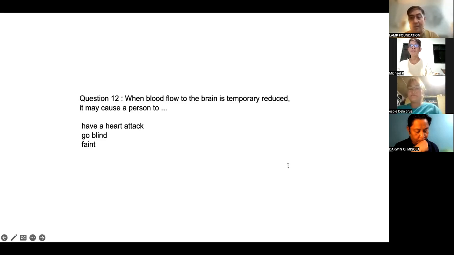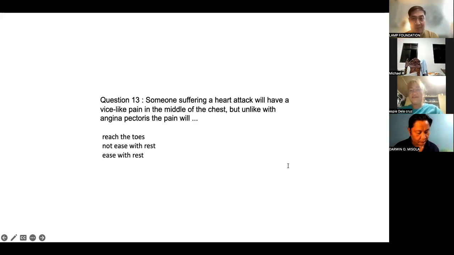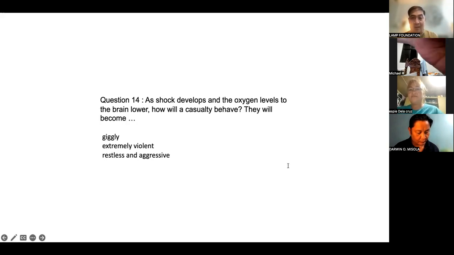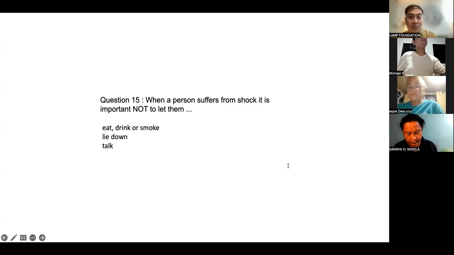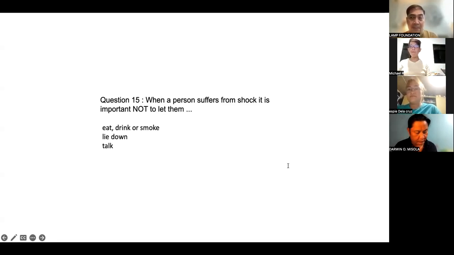When blood flow to the brain is temporarily reduced, it may cause a person to? Faint. Yeah. Someone suffering a heart attack will have a vice-like pain in the middle of the chest, but unlike with angina pectoris, the pain will? Not ease with rest. Okay, this is heart attack na. As shock develops and the oxygen levels to the brain lower, how will a casualty behave? They will become? Restless and aggressive. When a person suffers from shock, it is important not to let them? I think eat, drink, or smoke. Okay. Thank you very much, Ma'am.